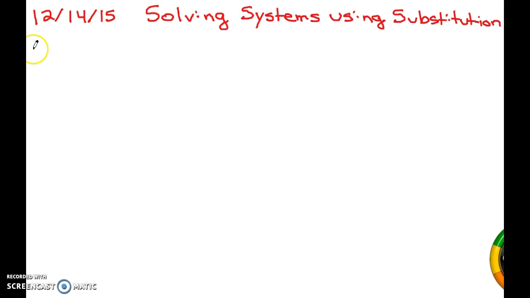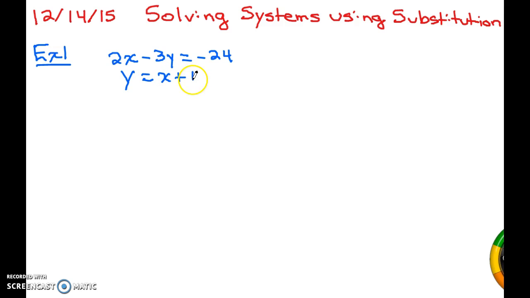Alright, let's look at example 1. First of all, let's talk about what a system is, since this is the beginning of this chapter. Example 1 says solve the system 2x minus 3y equals negative 24. To be a system, it can't just be one equation, it's got to be 2 equations. And so the second equation is y equals x plus 10. This is a system of equations because it's 2 equations with 2 unknowns. We don't know x and we don't know y.